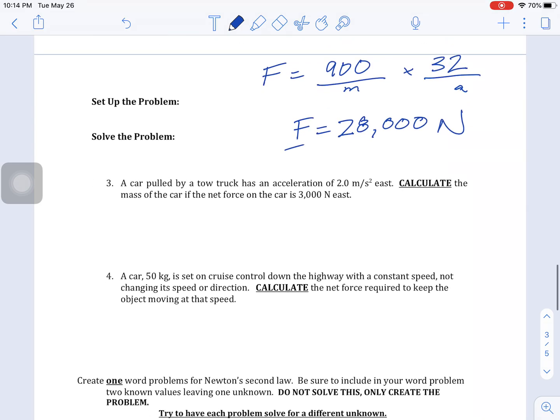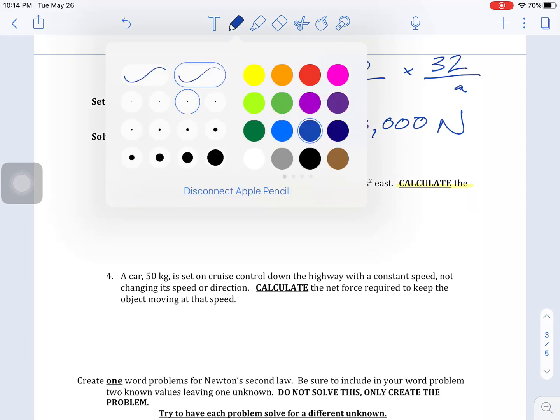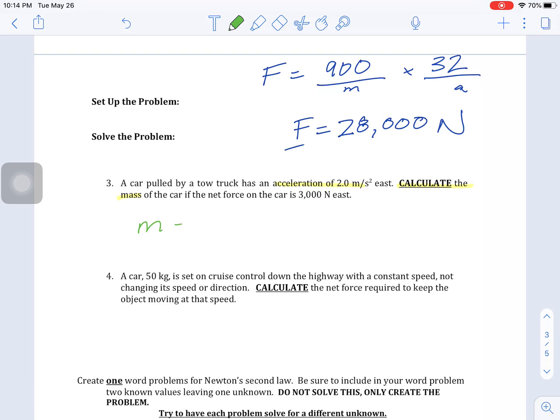Cool. Number 3, a car pulled by a tow truck has an acceleration of 2 meters per second squared. I need to calculate the mass of the car. So I am solving for mass. I need to calculate the mass of the car if the net force on the car is 3,000. So I'm solving for mass.